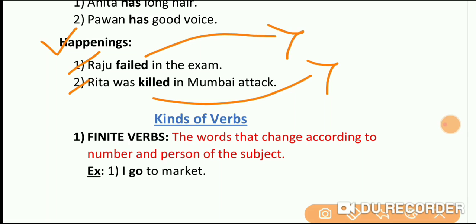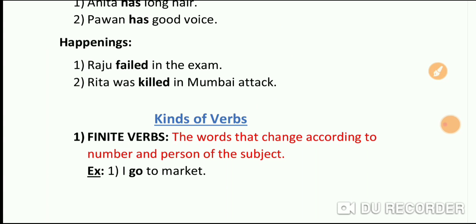So these are 4 different uses of verbs. Verbs are used to show action. Verbs are used to show facts. Verbs are used to show happenings. And verbs are used to show possession of a noun or pronoun. So these are 4 different uses of verbs in English grammar.